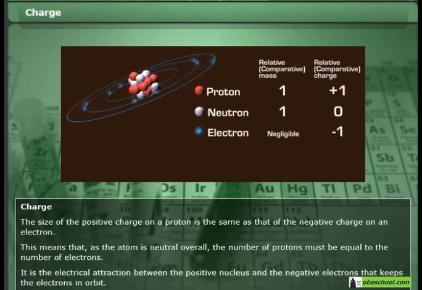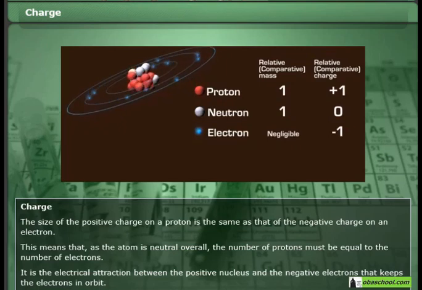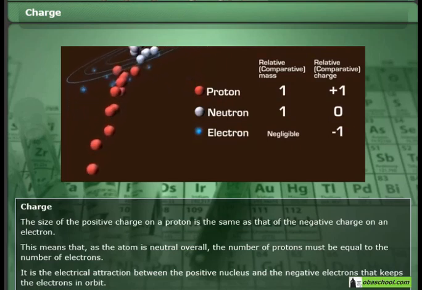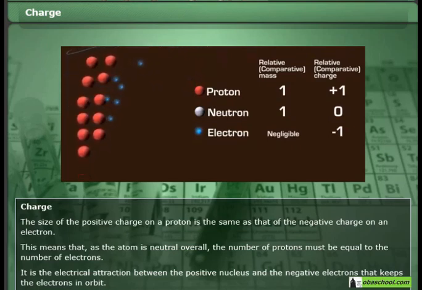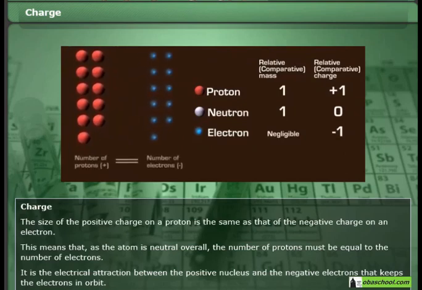Charge. The size of the positive charge on a proton is the same as that of the negative charge on an electron. This means that as the atom is neutral overall, the number of protons must be equal to the number of electrons. It is the electrical attraction between the positive nucleus and the negative electrons that keeps the electrons in orbit.